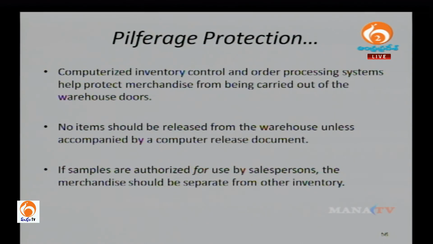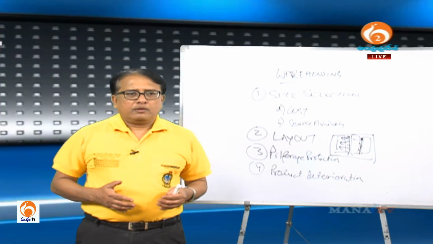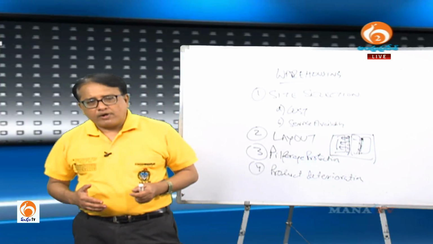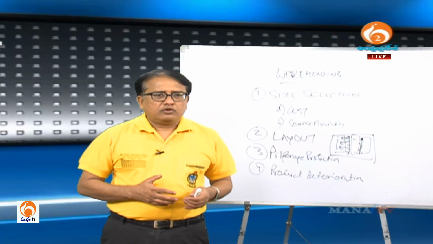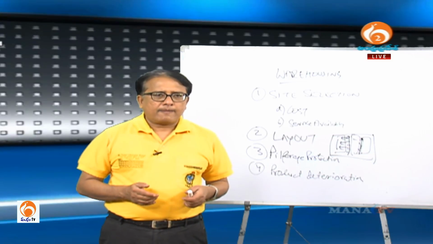Computer inventory control. No item should be released from the warehouse unless accompanied by computer release documents. Samples are authorized for use by salesperson. So, these are again different steps. Computerized inventory control would mean avoiding manual handling of items within the warehouse.